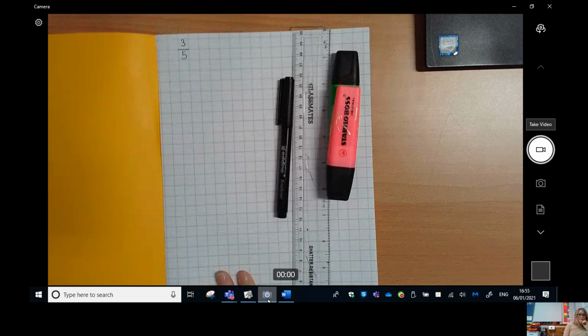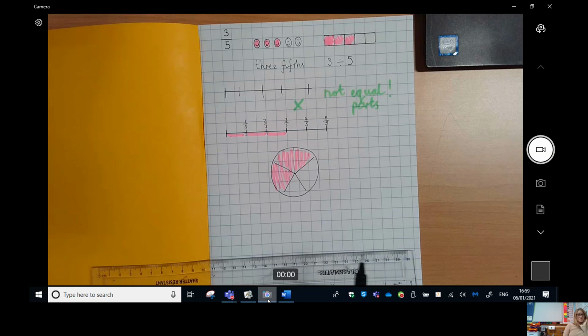So I try and stay away from using circles unless it's quarters, which is a little bit easier, because it's quite tricky to draw fifths just using your hand and freehand, okay? So maybe stay away from using those. I'm going to say this one is also not equal, okay?